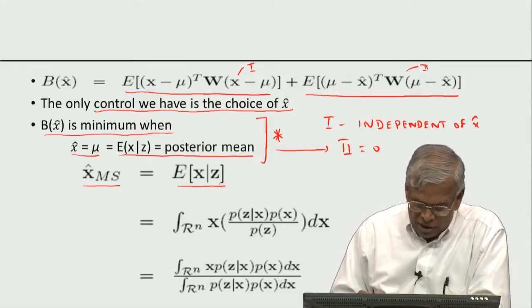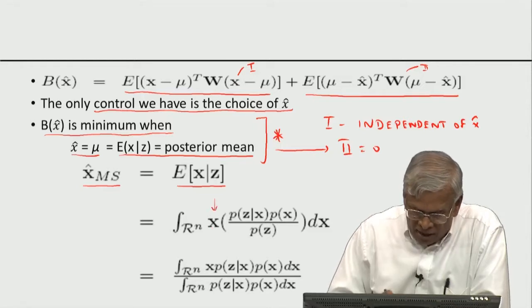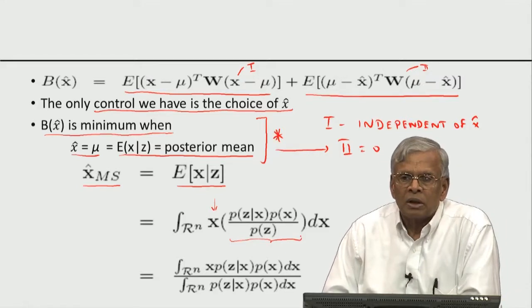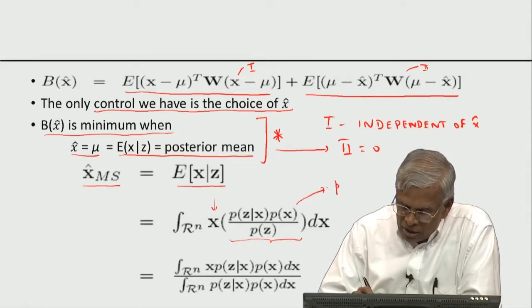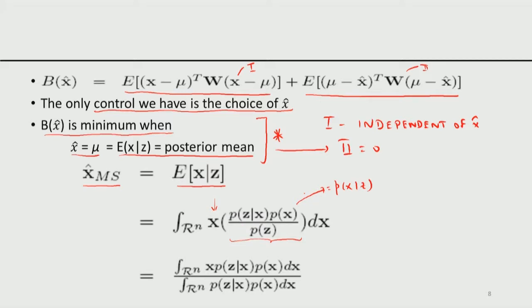And what is the expression for this conditional expectation? It is the integral over Rn of x times the conditional distribution of x given z. We already know from Bayes' theorem that this is equal to p of x given z, and p of x given z by simple application of Bayes' rule is given by p of z given x times p of x divided by p of z. So this is the characterization of the optimal estimate within the context of the Bayesian framework. I have prior, I have conditional distribution, I have the mean.